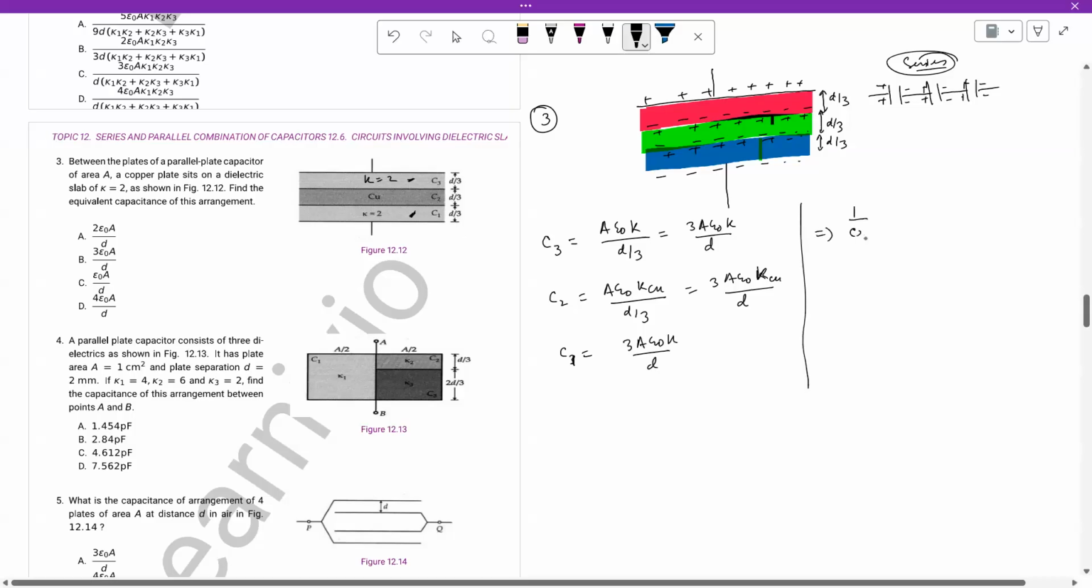So equivalent capacitance would be this one. So 1 by C equivalent would be d by 3 A epsilon naught K, plus d by 3 A epsilon naught K of copper, plus d by 3 A epsilon naught K. So what is K of copper? What is the dielectric constant of a metal?